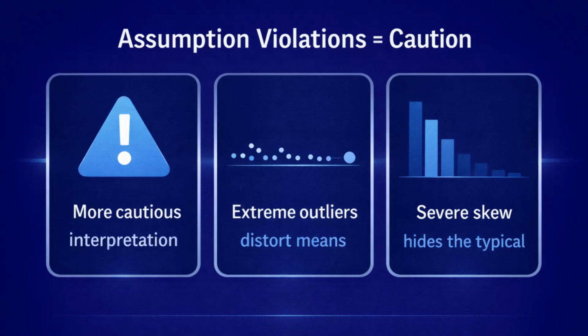When assumptions are violated, the study is not automatically invalid, but interpretation becomes more cautious. Extreme outliers can distort group means.